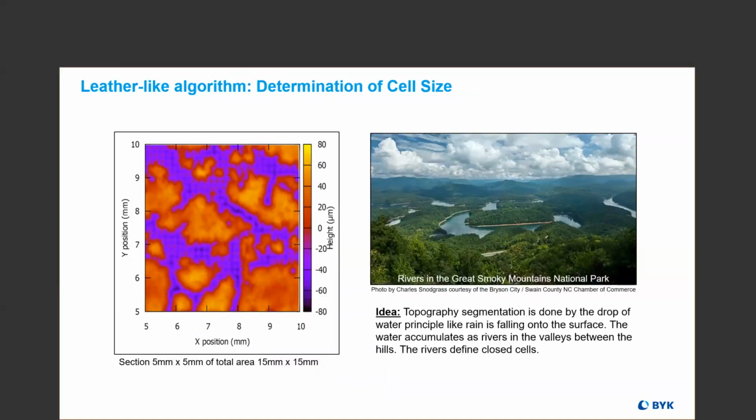Here we have an image of our 3D topography measurement of a structured surface. And the image has been segmented into high spots, which are orange, and low spots, which are purple. And we do this using what we call the drop of water principle. You can imagine this like rain falling on the surface, and water collects in the low spots and creates these quote-unquote rivers around these high spots. And these rivers define closed cells. So this is referred to as watershed segmentation.